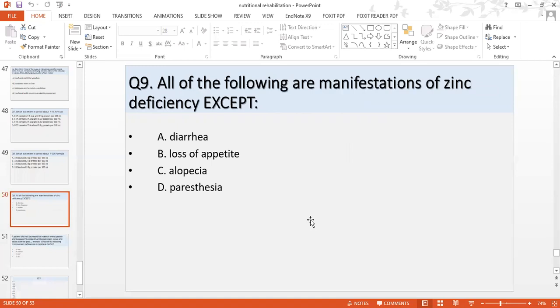Zinc deficiency manifestations: which one is not there? D, C. That's the correct answer. Paresthesia is not associated with zinc deficiency.